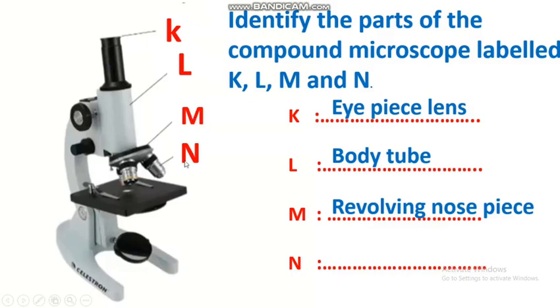Let us now look at the part labeled N. The part labeled N right here. What is the name of this part? So the name of the part labeled N, this is the objective lens. Okay? And what is the function of the objective lens? The function of the objective lens is just to magnify the specimen. So when we get a specimen and we put it on the stage, it's going to be magnified by the objective lens. So we have answered our first question.